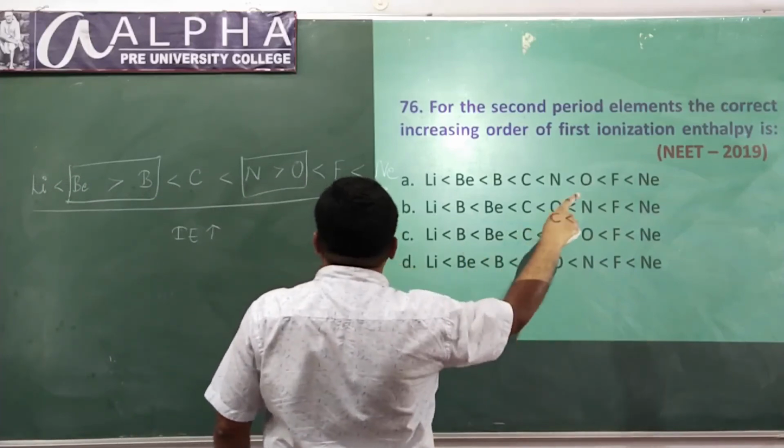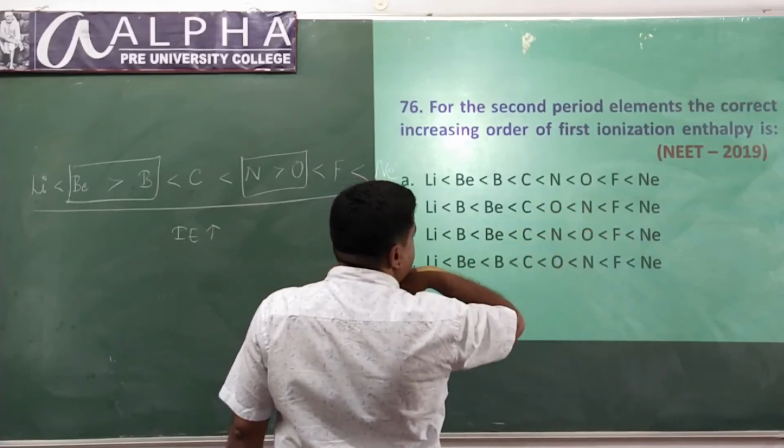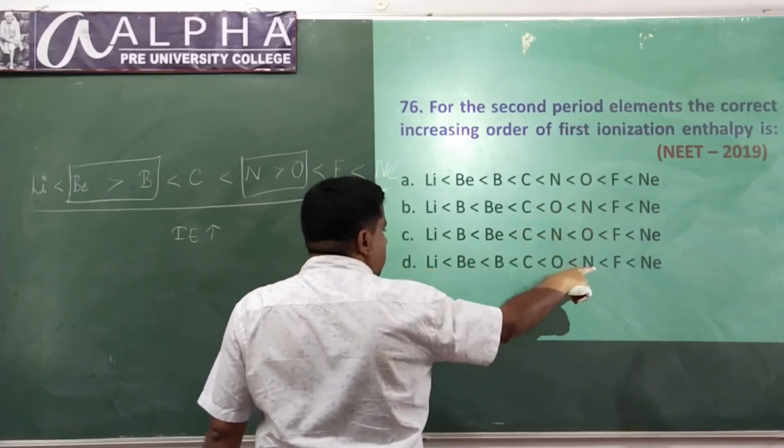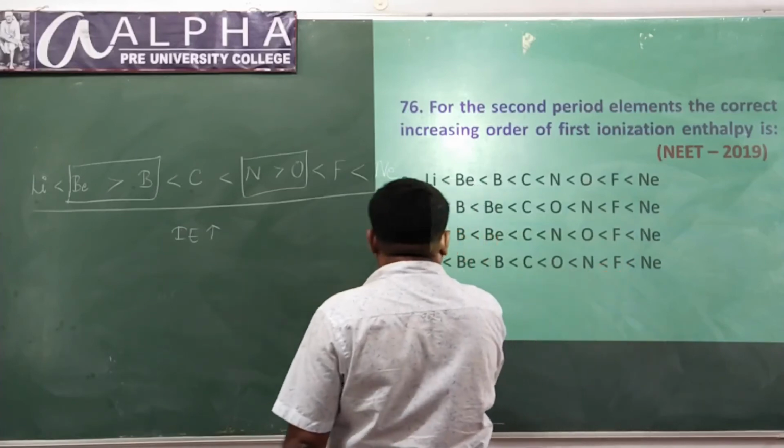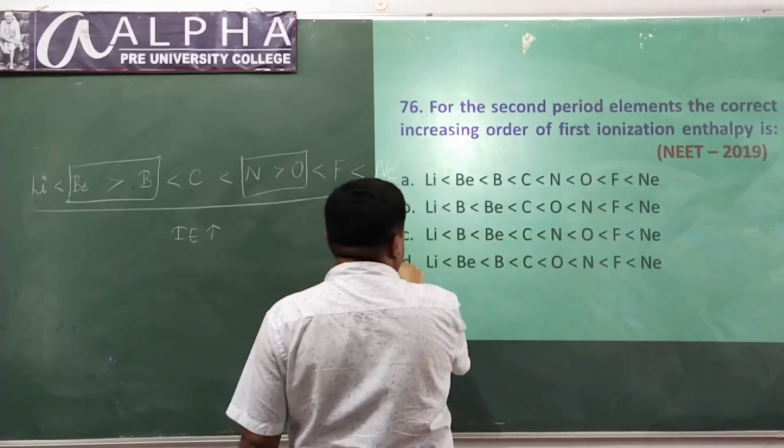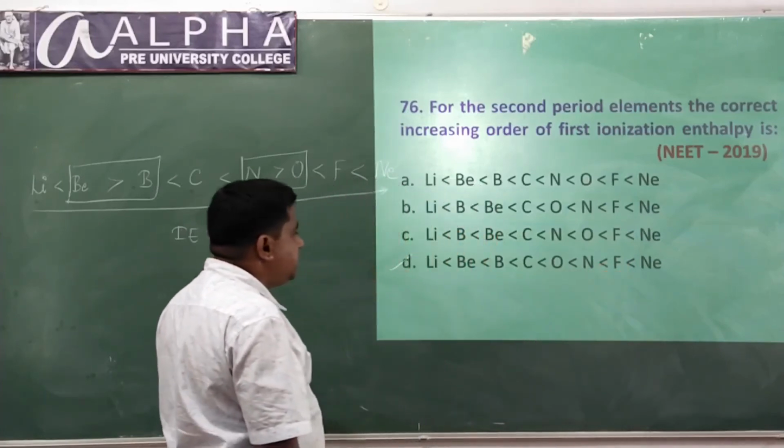Where do we come across neon more than fluorine? We don't have any options of such kind. Neon is more than fluorine. Here we have, here also we don't have. Okay, I can take this as the answer.